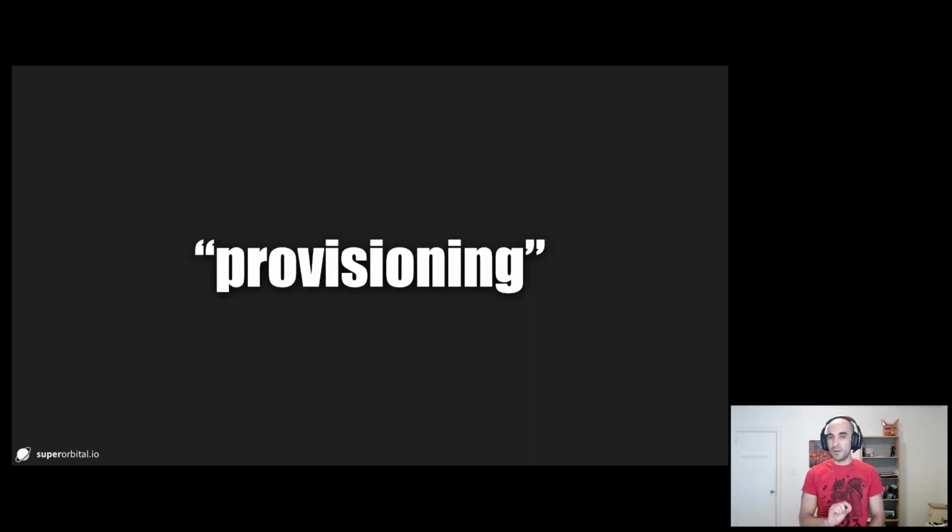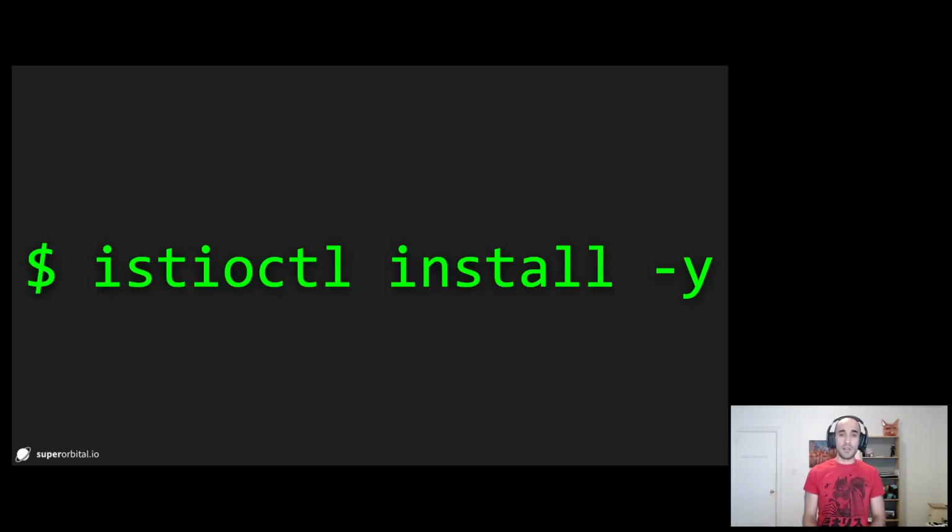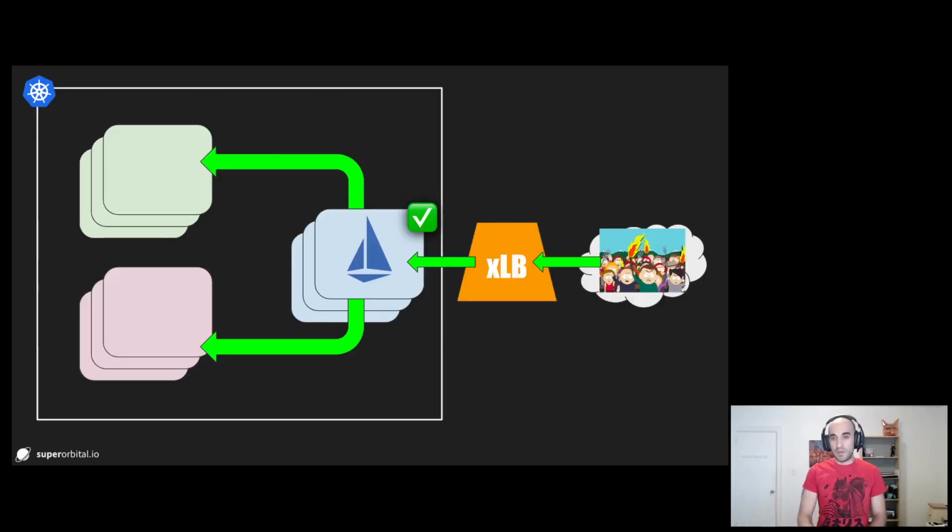Now, I keep saying this word. Remember this model where you had the Ingress Gateway deployment sitting between your users and your workloads routing requests? We kind of skipped over the part where this gets provisioned. What happens is you get it for free when you install Istio, which provisions the Ingress Gateway deployment for you, and it provisions the Kubernetes service that produces that load balancer.